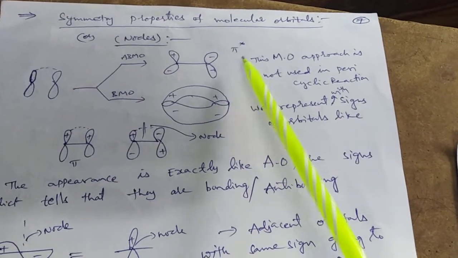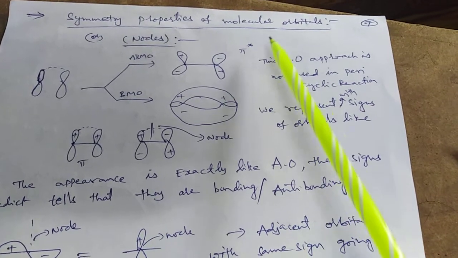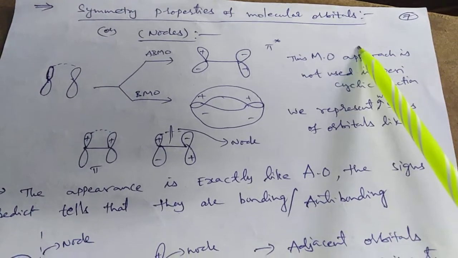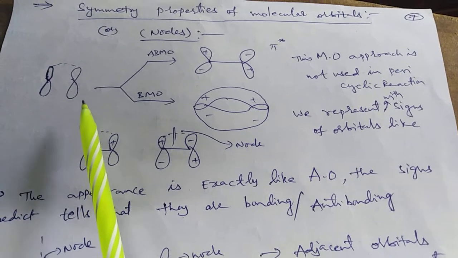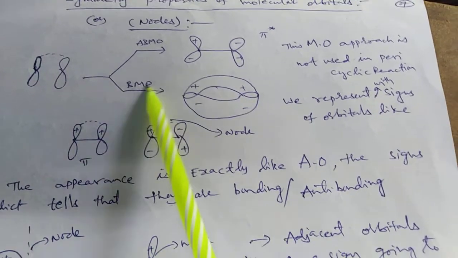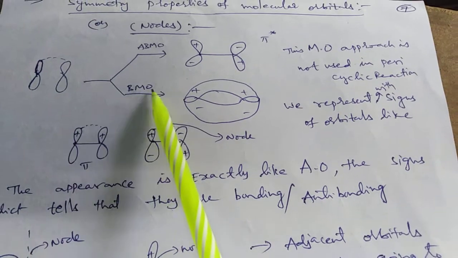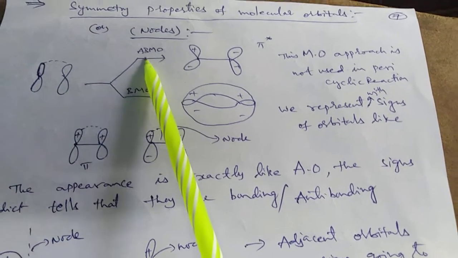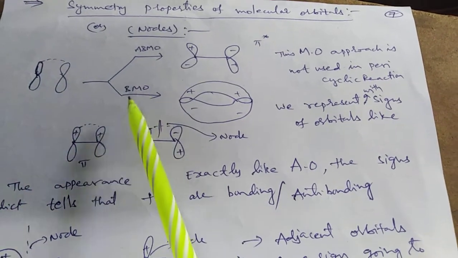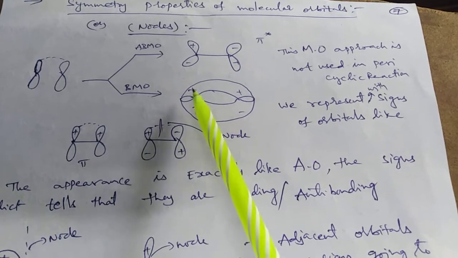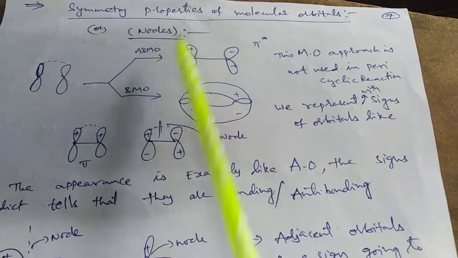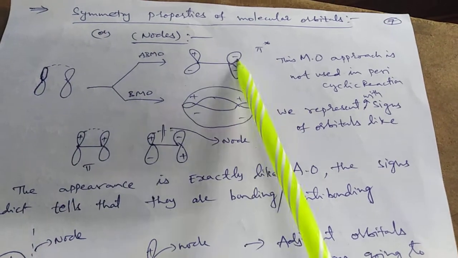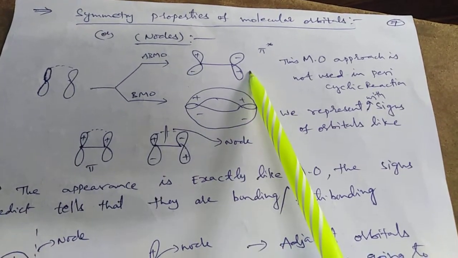Hi everyone, today's topic is symmetry properties of molecular orbitals. When two atomic orbitals are combined, they form two molecular orbitals: a bonding molecular orbital and an anti-bonding molecular orbital. In the bonding molecular orbital, adjacent orbitals have the same sign. In the anti-bonding molecular orbital, adjacent orbitals have opposite signs.